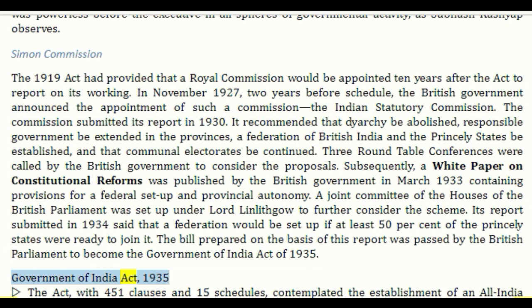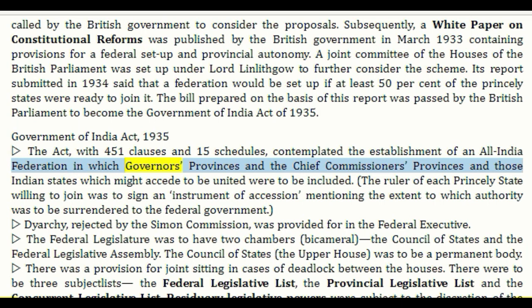Government of India Act, 1935. The Act, with 451 clauses and 15 schedules, contemplated the establishment of an All India Federation in which governors' provinces and the chief commissioners' provinces and those Indian states which might accede to be united were to be included. The ruler of each princely state willing to join was to sign an instrument of accession mentioning the extent to which authority was to be surrendered to the federal government.